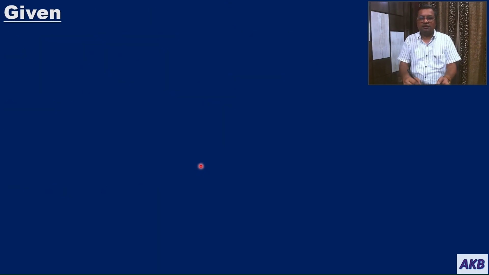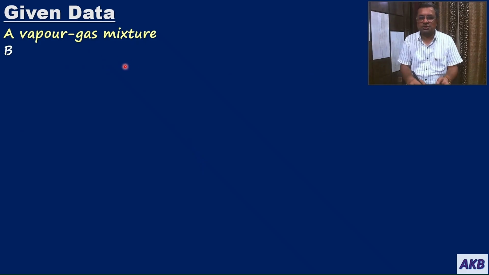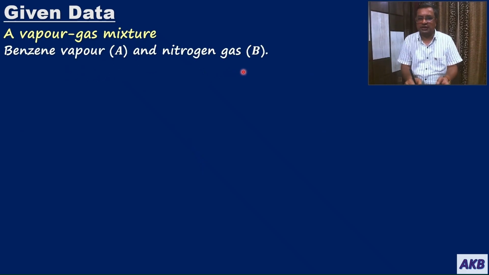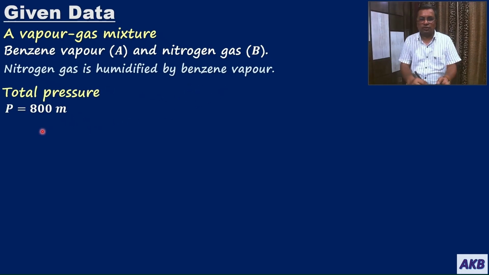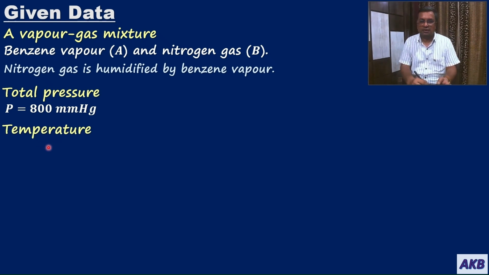To begin with, we will list what is given to us. So the given data: you have a vapor gas mixture, benzene vapor A and nitrogen gas B. So this is the vapor gas mixture. In this case, as I said earlier, nitrogen gas is humidified by benzene vapor. Then total pressure is given to us. Let us denote it by capital P. It is 800 mmHg. Temperature is given to us. Let us denote it by capital T. It is 60 degrees Celsius.